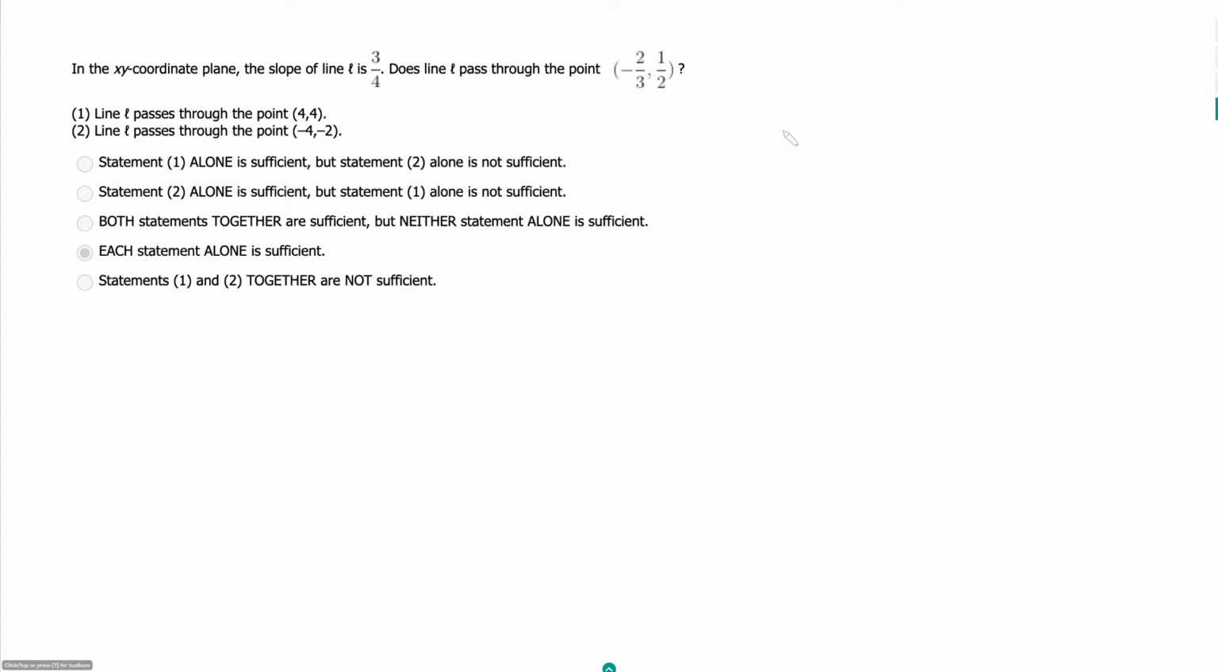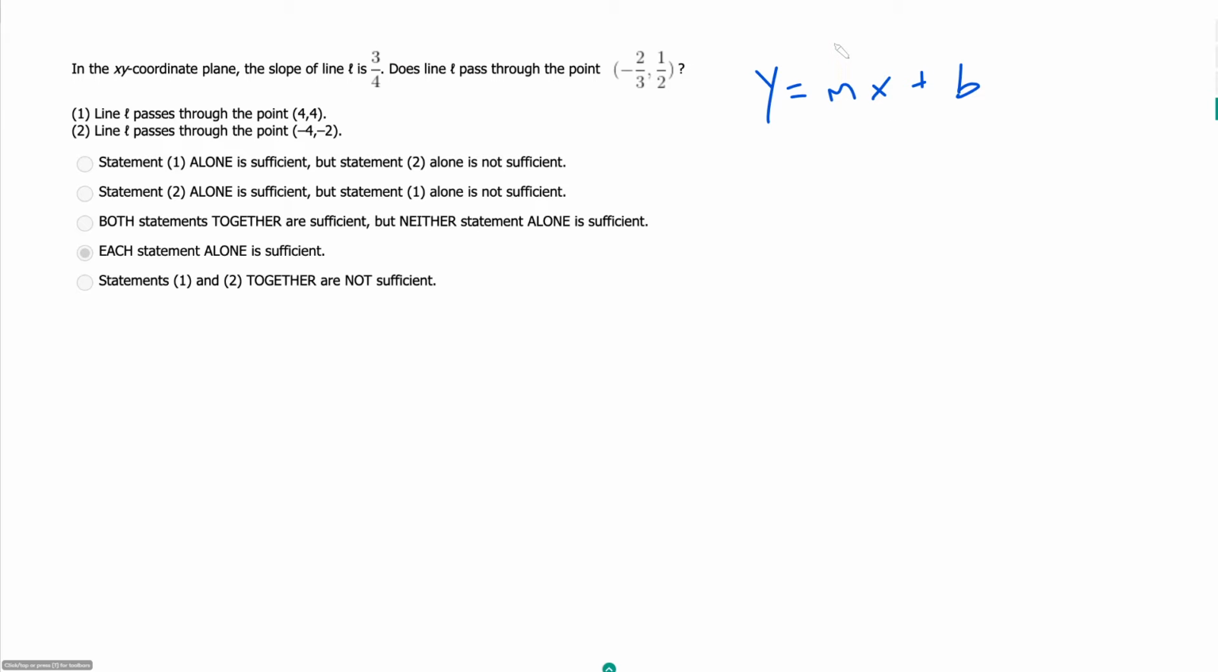In the xy coordinate plane, the slope of line L is 3 over 4. Does line L pass through the point negative 2/3, comma, 1/2? So we are looking to get an equation in the form of y equals mx plus b, and really what we are looking for is our two constants, because if we have our two constants in this equation, then we can determine if our line passes through any point.